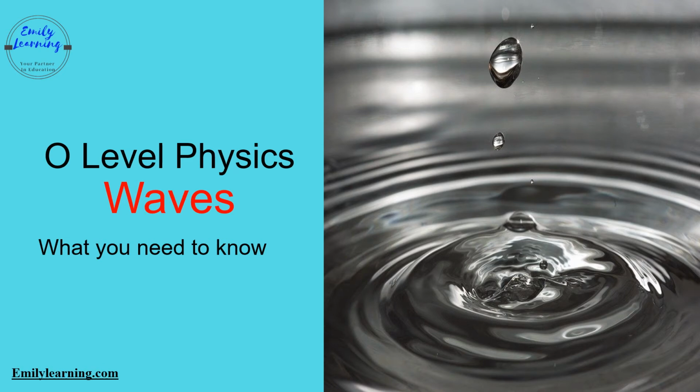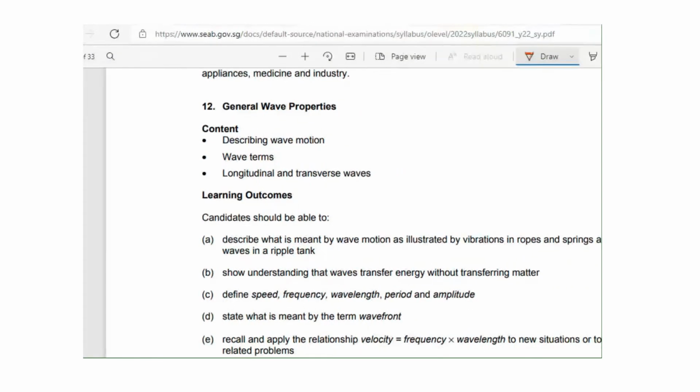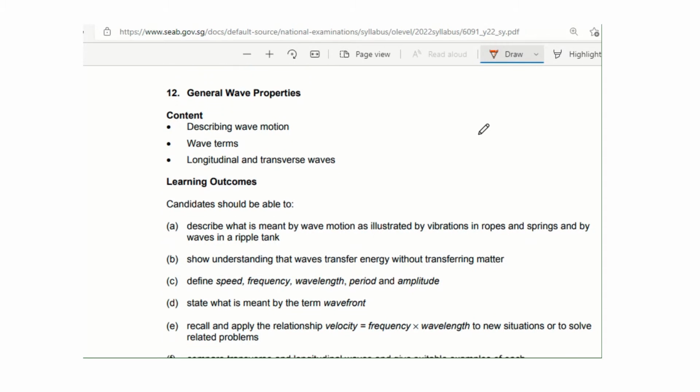So in this video, we'll be talking about what is tested in the topic on waves in O-level physics. So let's get started. Let's look at what is tested by looking at the syllabus. I have turned to this section on general wave properties. What you need to know is you need to be able to describe what is meant by wave motion as illustrated by vibration in ropes and springs and by waves in ripple tank. So you need to talk about those vibrations and how they create transverse waves or longitudinal waves.